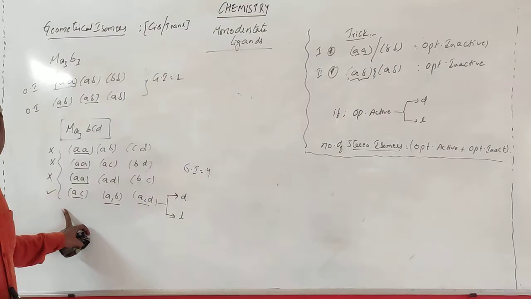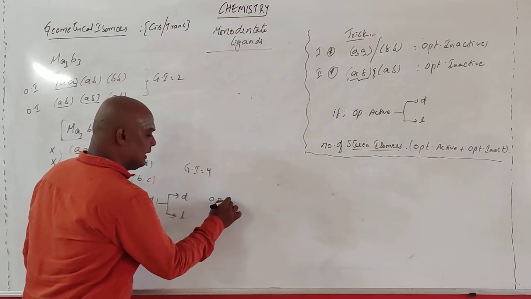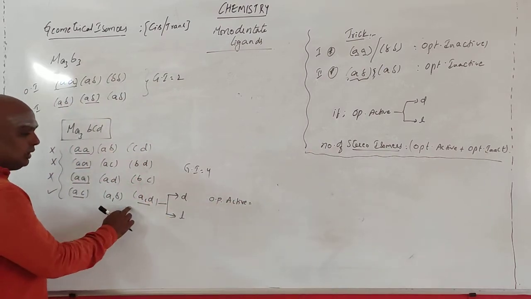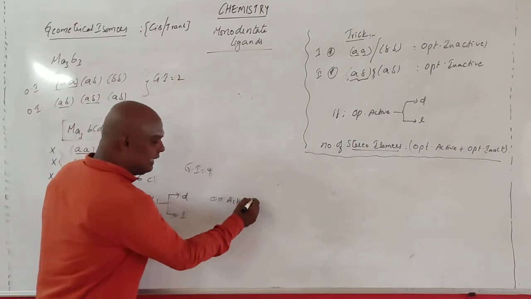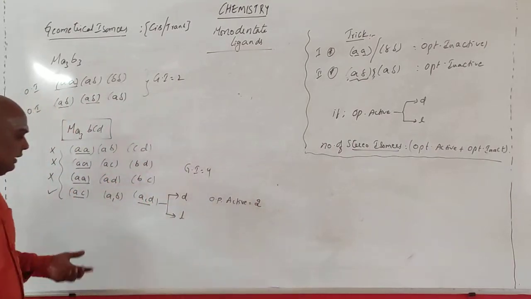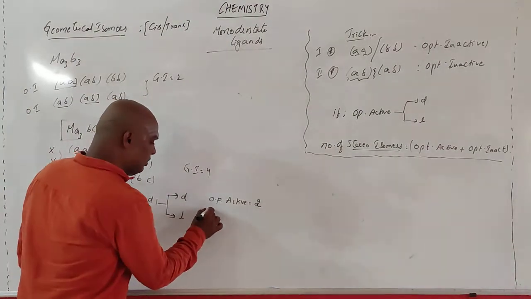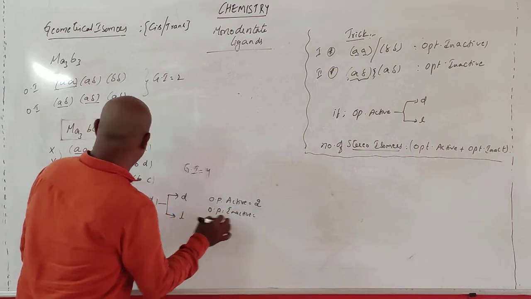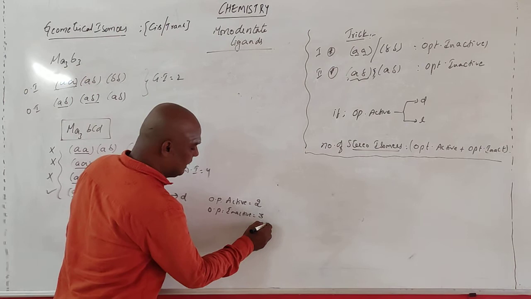So how many are optically active? You can't take only this one because in this one you need two. One with D, one with L. So optically active are 2. This set gives 2. How many optically inactive? See, 1 set, 2 set, 3 set. So 3 sets are optically inactive.